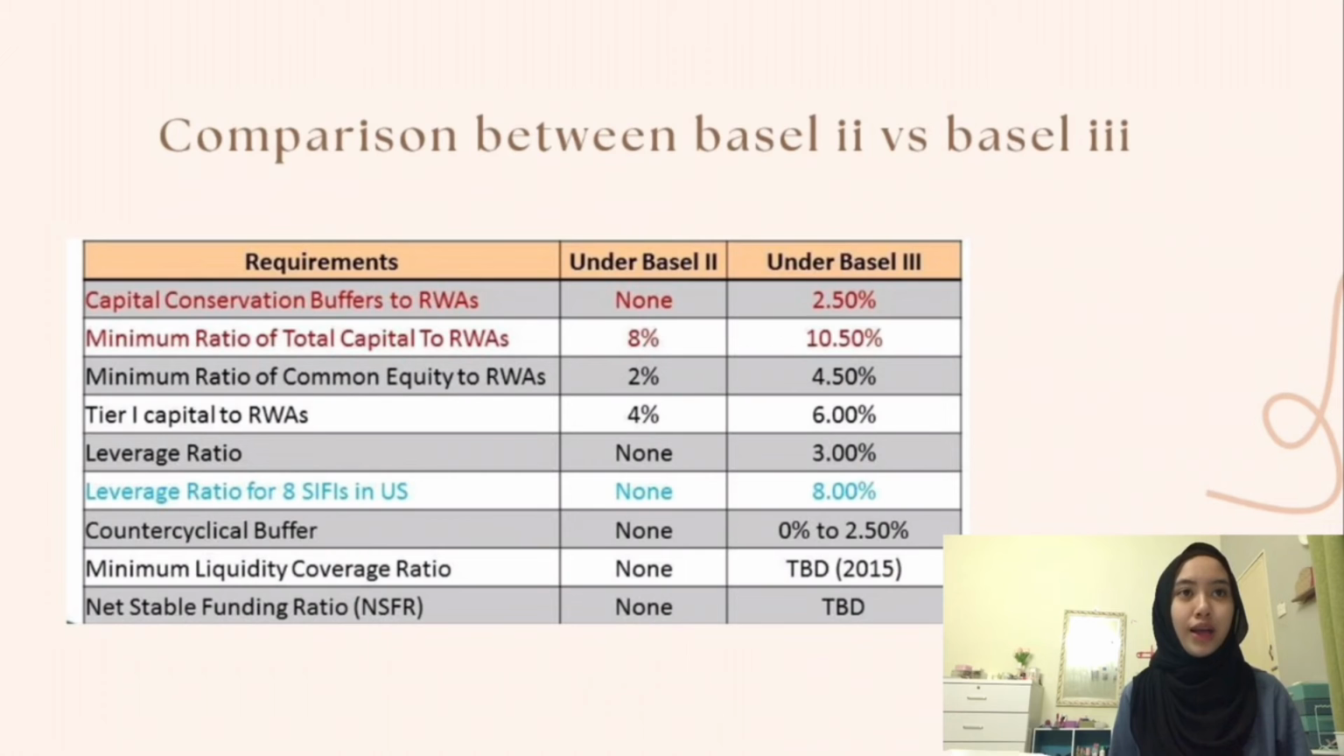Next, the counter-cyclical buffer under Basel II is none, and under Basel III is between 0% to 2.5%. Minimum liquidity coverage ratio under Basel II is none, and under Basel III is TBD, to be determined for 2015. And lastly, net stable funding ratio, known as NSFR, under Basel II is none, and under Basel III is TBD, to be determined.